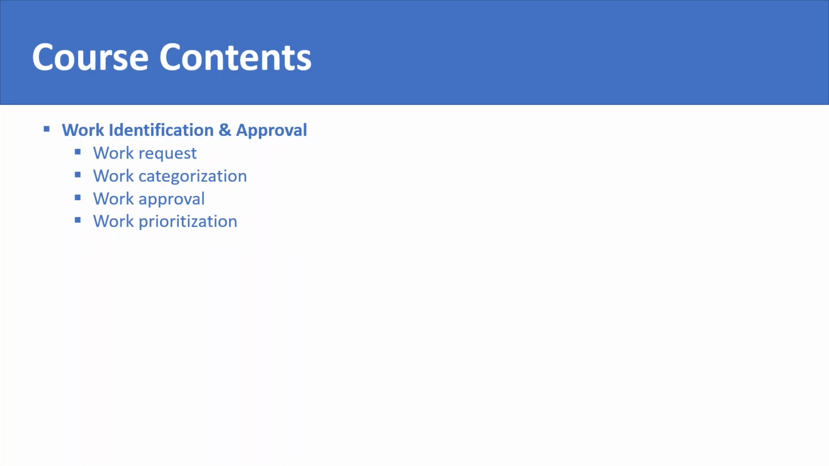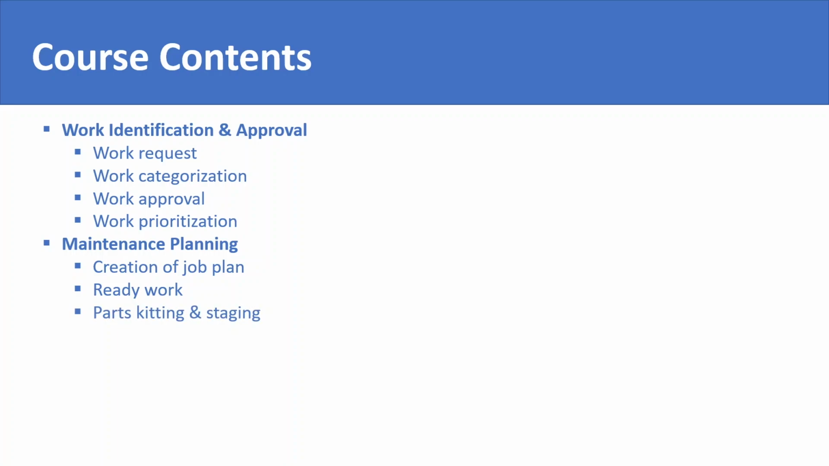We will then move on to the next stage of maintenance workflow, that is maintenance planning. We will discuss how job plan is created by the maintenance planning section progressively until it becomes ready work. We will discuss how maintenance planning section is also responsible for something known as parts kitting and staging. We will discuss the 6 important principles of maintenance planning that will define the best practices in maintenance planning.